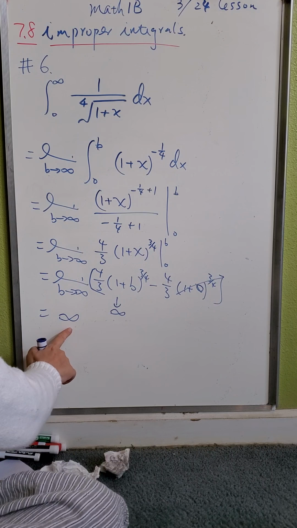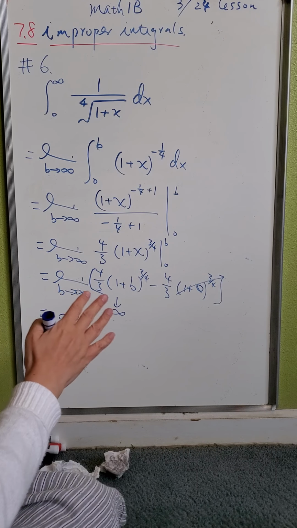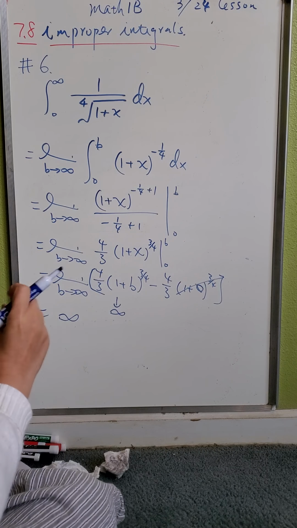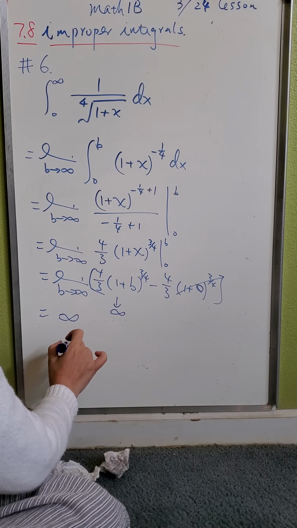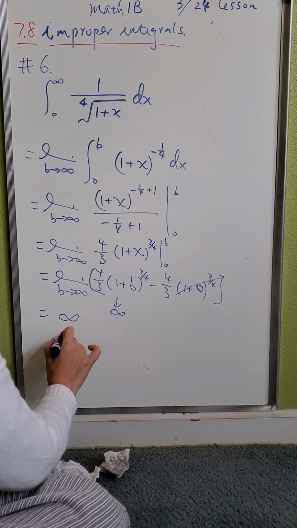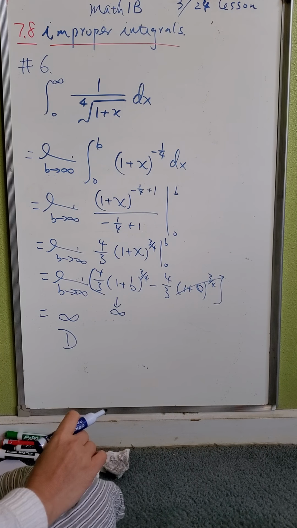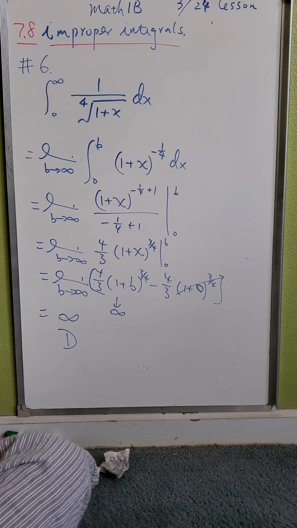When you get an infinity answer, it means the limit does not exist. A limit means you have to have a number. This is not a number, so therefore it diverges. So this is divergent. That's how you do this problem.